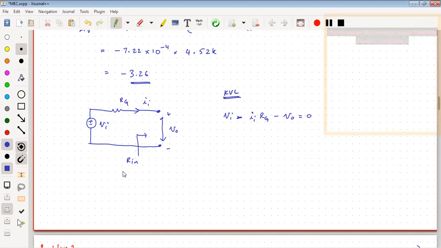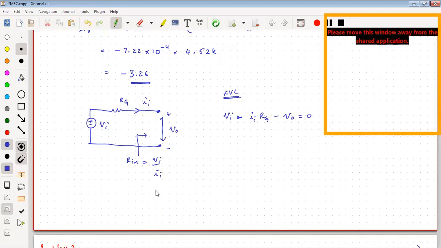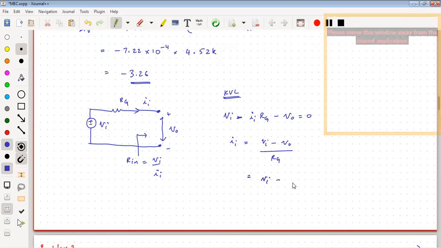See, I have to find Rin. Rin is nothing but Vi by Ii. This is what Rin is. So from this I can write Ii as Vi minus V0 divided by R. Correct? So from this I can write V0 as Vi minus Av into Vi.